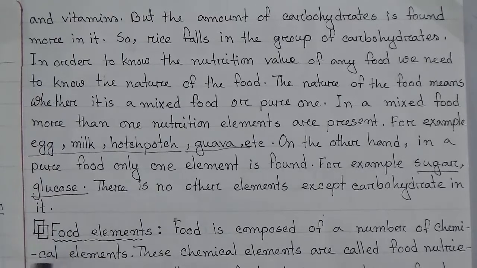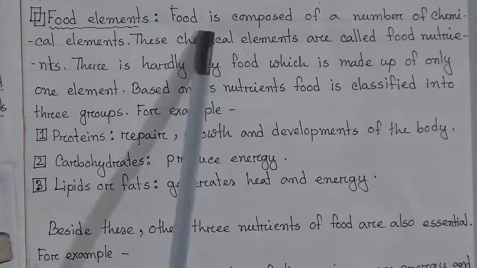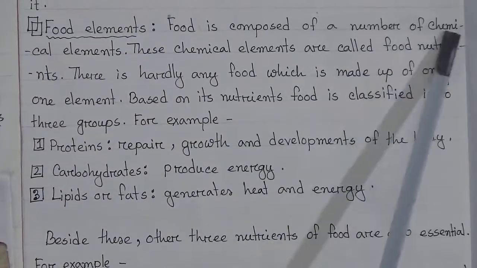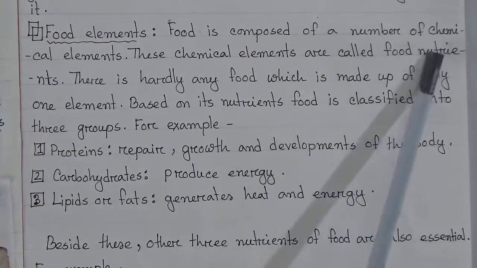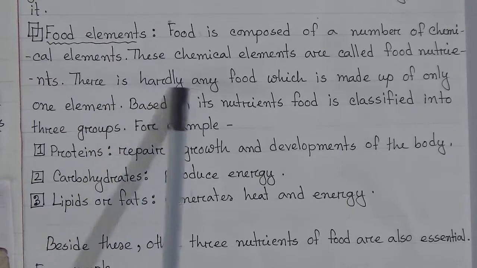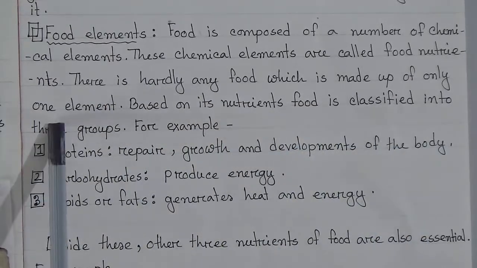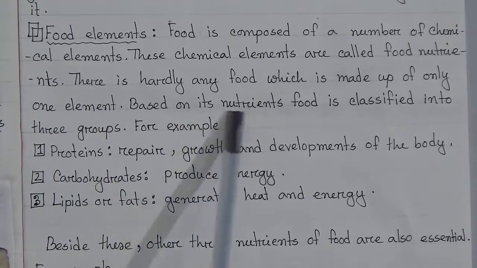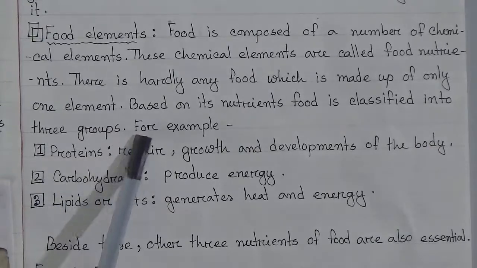Now we are going to the next point. The name of the next point is food elements. Food is composed of a number of chemical elements. These chemical elements are called food nutrients. There is hardly any food which is made of only one element. Based on its nutrients, food is classified into three groups.